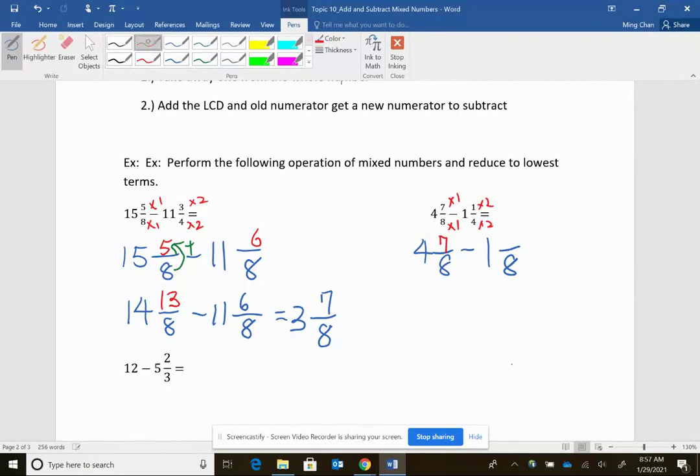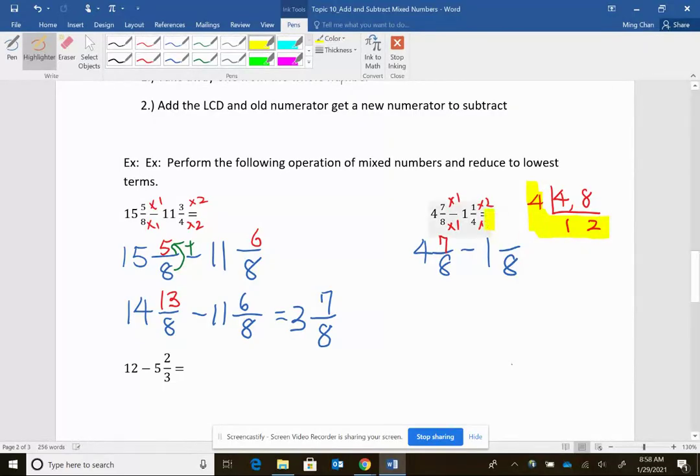If you do not know the LCD between 8 and 4 is 8, you can always put them inside this upside down division. On the outside, you find one number that will go into both of them, which is 4. So that will be 1. 4 going into 8 is 2. If you look at 1 and 2, there's no number that can go into both of them other than 1, so you can stop there and multiply all the numbers on the outside. That will give you 8.